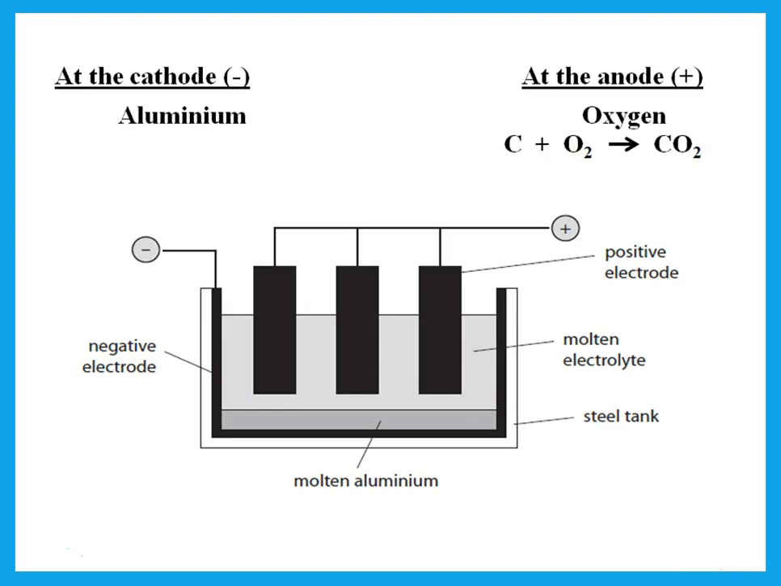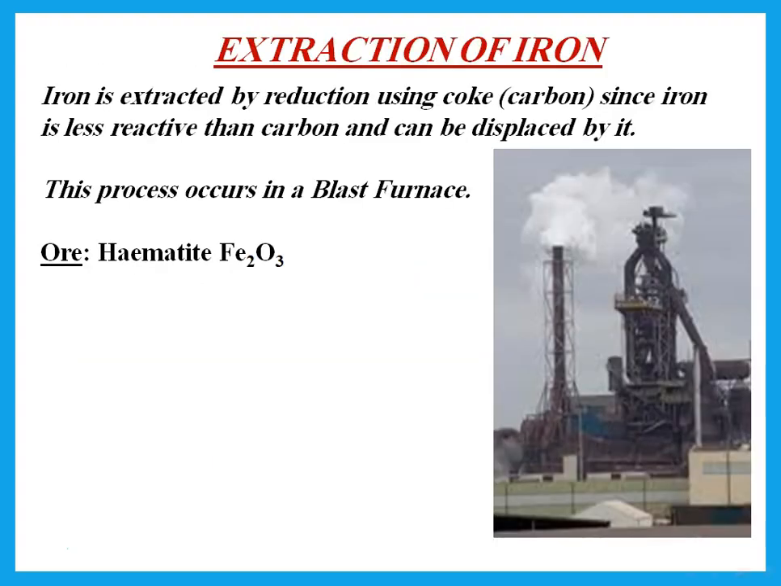So what happens? At the cathode, I get aluminium. The aluminium ions gain electrons and become aluminium. Now at the anode, I get oxygen because the O2 minus ions of the oxide lose electrons and become oxygen. But then this is causing oxygen gas to come out at an electrode that is made of carbon. So the electrode burns. The anode burns in oxygen to form carbon dioxide gas. So the anode has to be replaced from time to time.